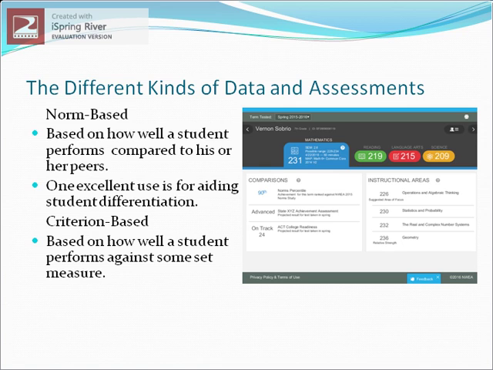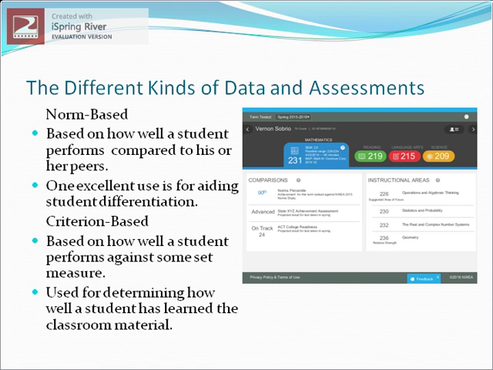Now, these are a bit harsher, but they're also a bit more empirical. Norm-based tests are very much about, okay, what group do you belong to? What's the best way for me to tackle this group? Criterion-based assessments are good for determining if the students actually learned the material. So, have they actually passed the class? Okay, moving on.